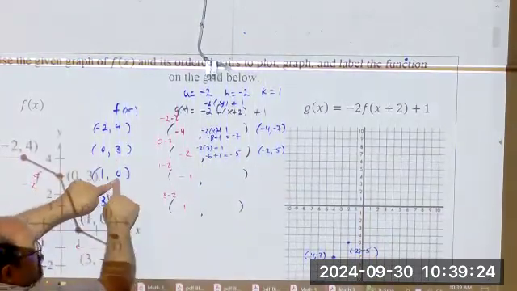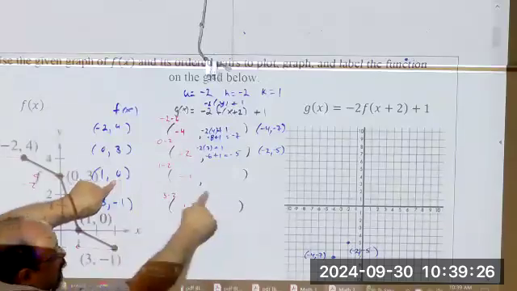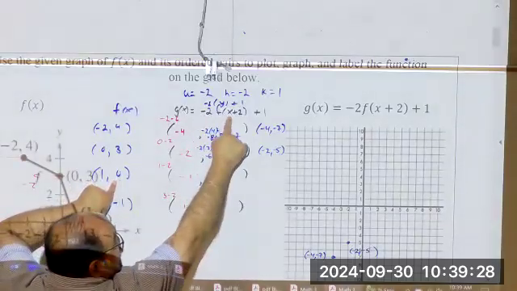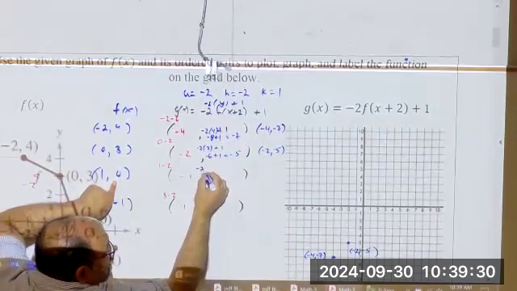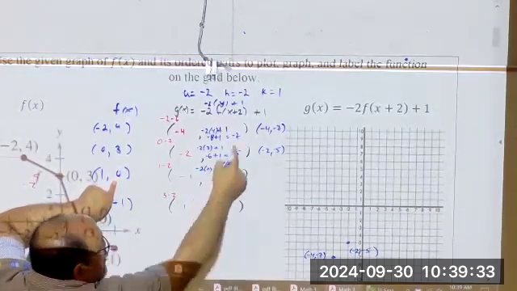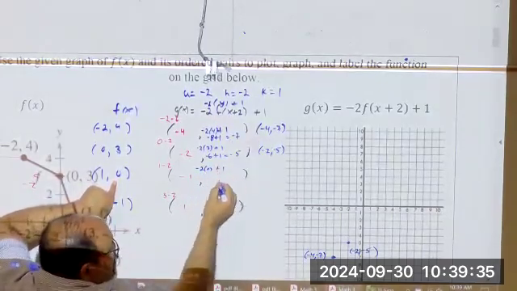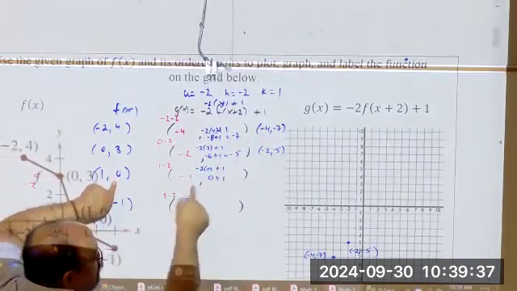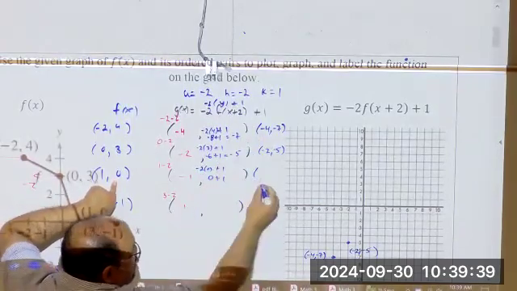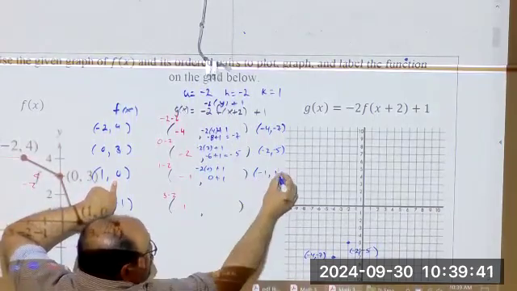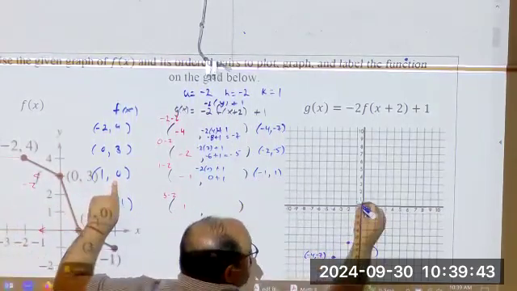The old y value is 0. So the new y value is -2 times the old y value, -2 times 0, and then plus 1. So 0 plus 1. So the new ordered pair is -1, 1. At -1, we get 1.